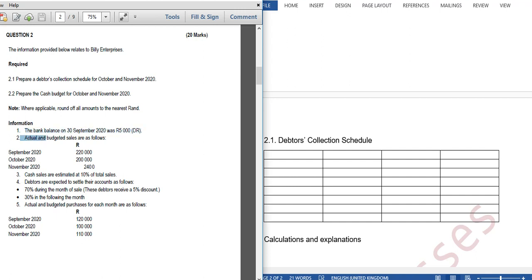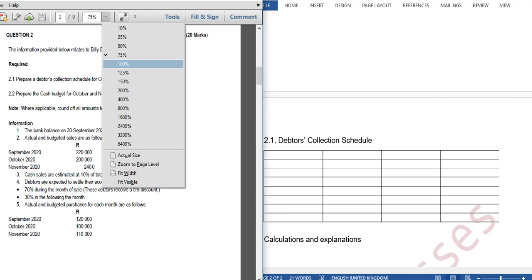All right, the actual and budgeted sales are as follows. So these are the sales, right? So we said for us to have debtors, we must sell on credit. So we want to look for credit sales. That's what we are going to use under 2.1. So these are total sales that they have given us. So they said here on 3, cash sales.